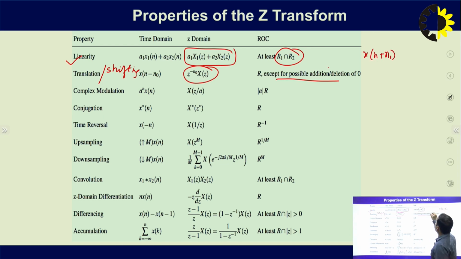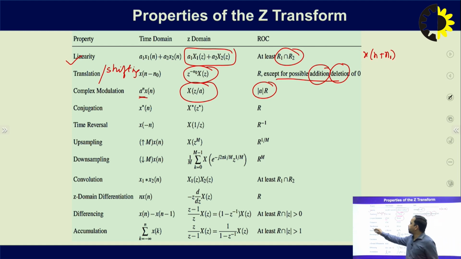So we have the possibility that the 0 may be added or deleted. With the help of numericals, we can clarify this. Now, a raised to power n x[n], this is nothing but scaling in the z domain, the scaling property also. So we have X of z by a. So z by a, if we visualize, our new pole will definitely be multiplied by a factor of a. So the ROC will be the previous ROC multiplied by the magnitude of a.